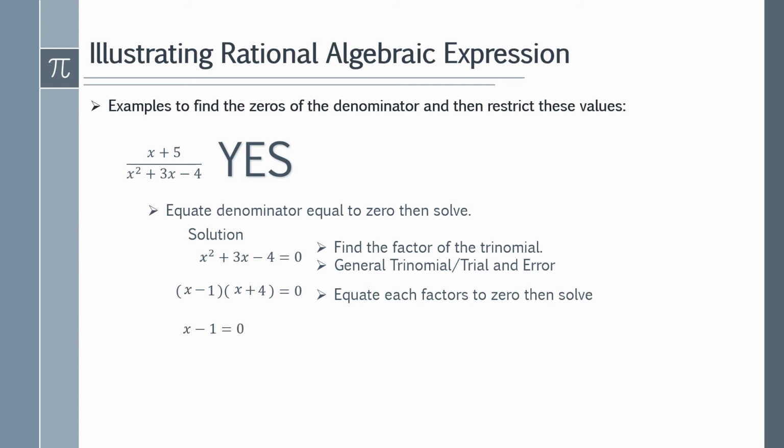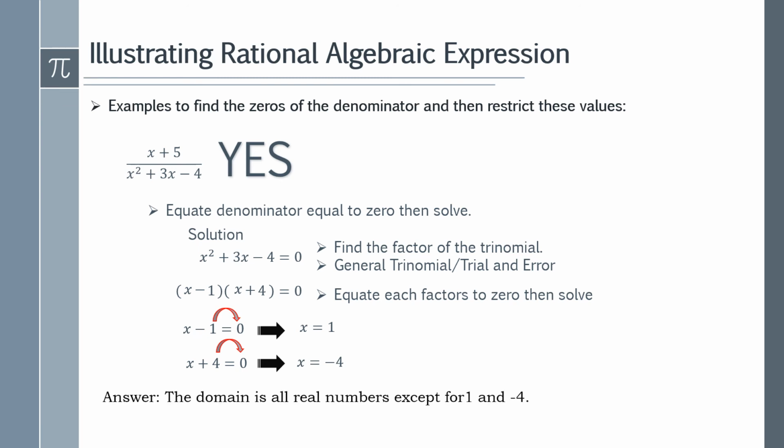So, you have x minus 1 is equal to 0. Then, x plus 4 is equal to 0. So, each factors, i-equate natin to 0. So, this is now a linear equation. So, transpose, transpose. Okay? So, that will become x is equal to 1, and this one will become x is equal to negative 4. So, therefore, class, the answer is the domain is all real number except for 1 and negative 4. So, meaning, pag 1 ang value ng x mo, magiging 0 yung denominator. Pag negative 4 yung value ng x mo, magiging 0 pa rin yung denominator mo.